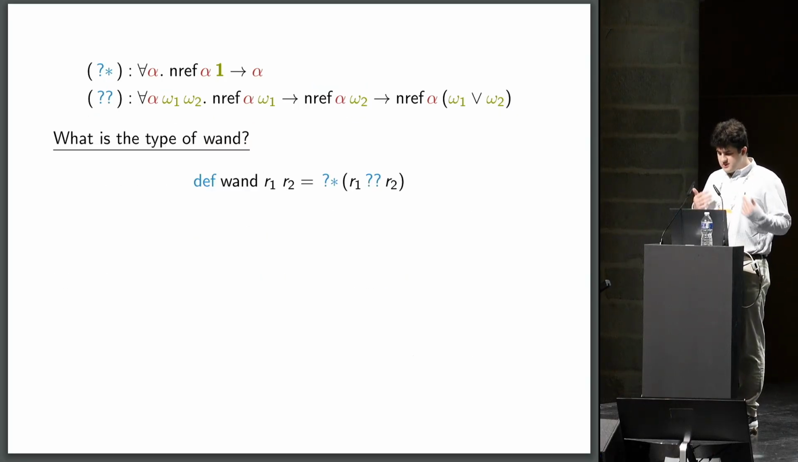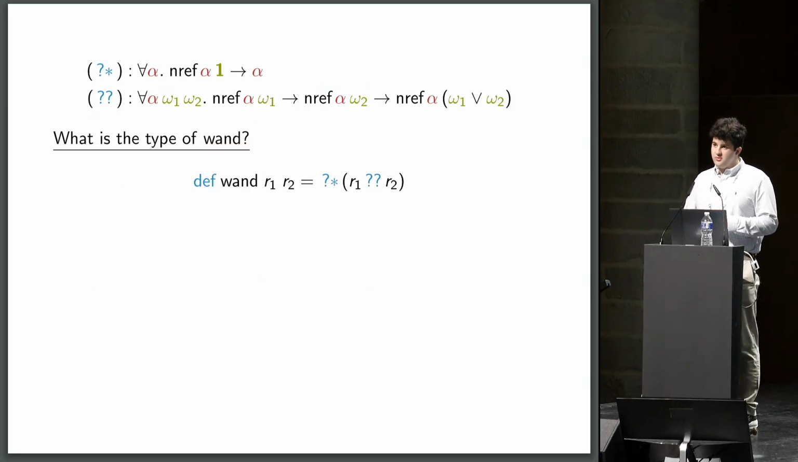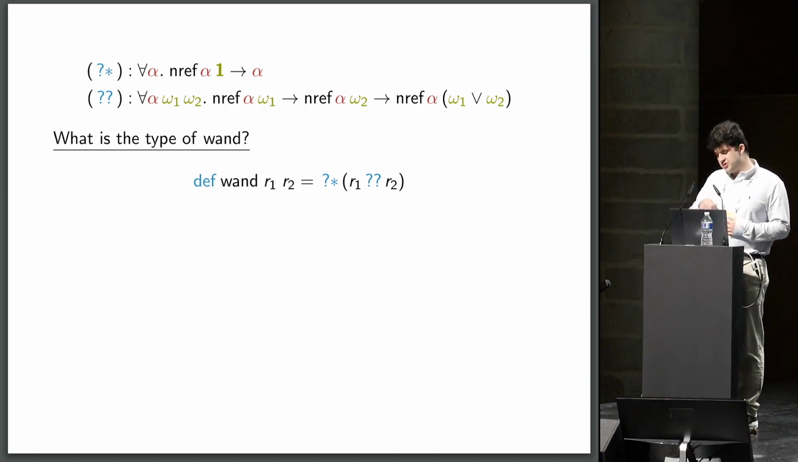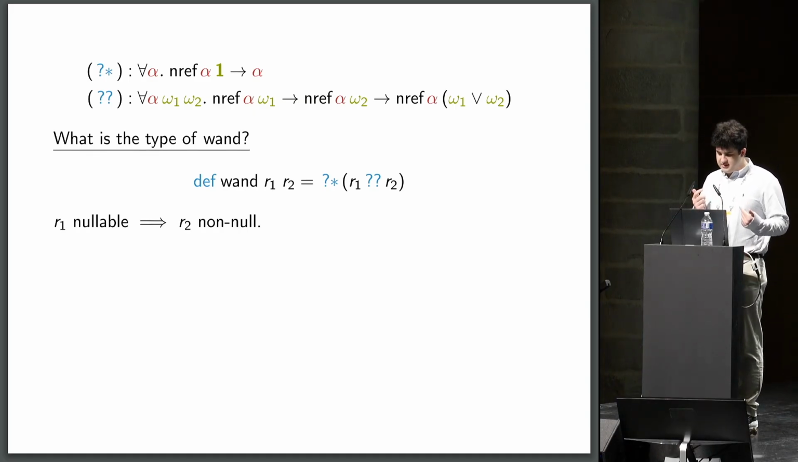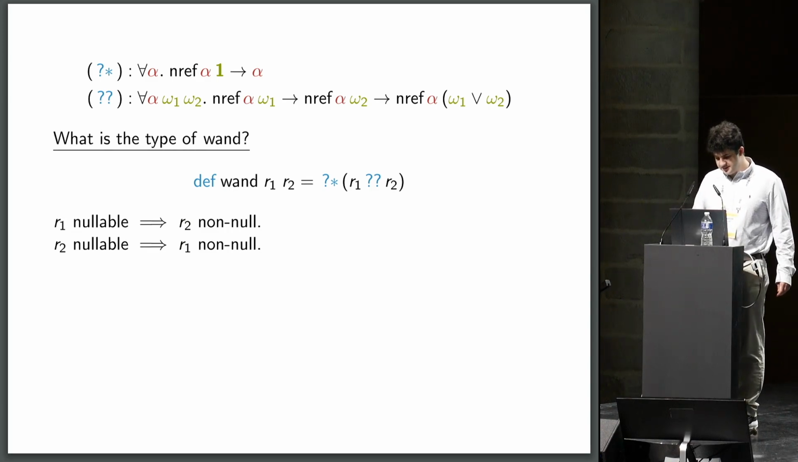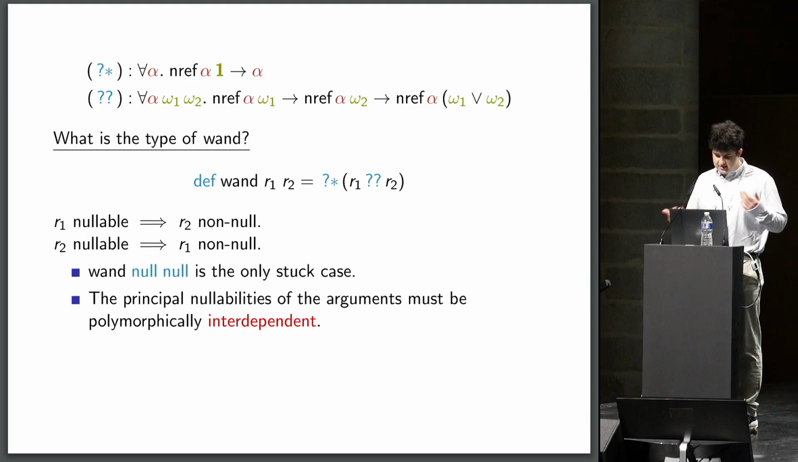Okay, so let's walk through an example. What is the type of this? We are dereferencing R1 coalesced with R2. So if you think about this example, if the left reference is nullable, the right reference better be non-null. If the right reference is nullable, the left reference better be non-null to guarantee that we can always extract the contents. So we have this one stuck case, and we need a principal type that can somehow express the interdependence between the nullabilities of these two references.